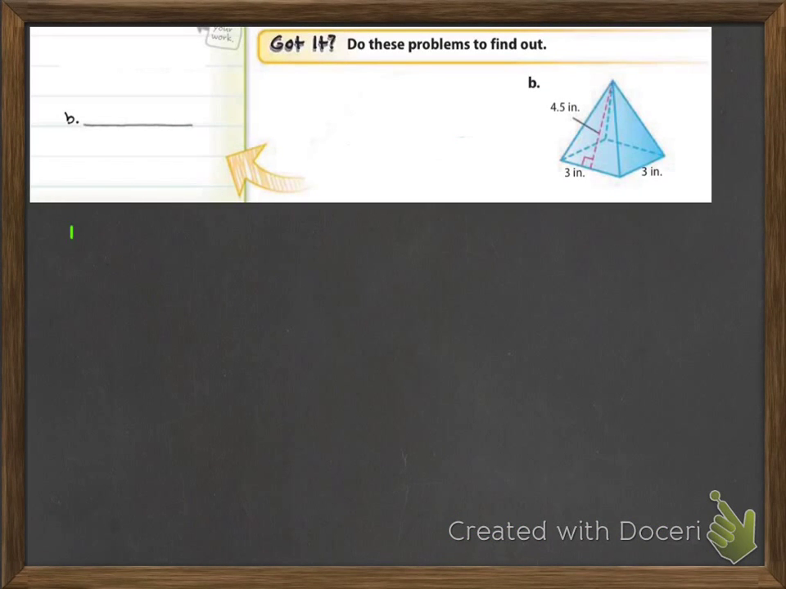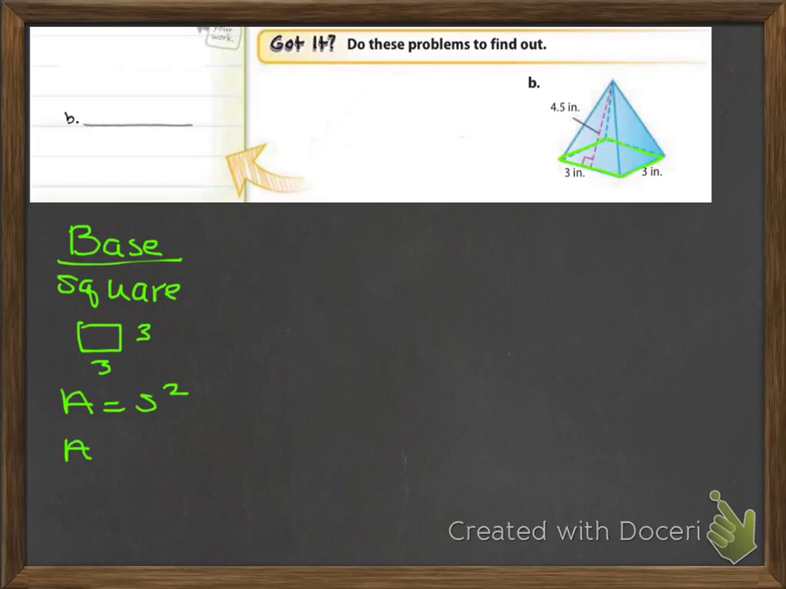All right, welcome back. So now, as you can see, I went ahead and outlined the base in green, and I have identified that it's a square because the two side lengths are 3 and 3. Then I'm going to use my formula area equals side squared, plug in the 3, and I get that the area of my base is going to be equal to 9.